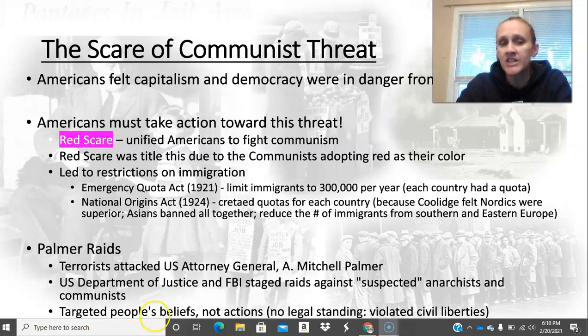And what you have to understand is that these are called the Palmer raids because Attorney General A. Mitchell Palmer gets this set up, and they target people's beliefs, not what they actually do. It's going to have no legal standing in the courts because it violates your civil liberties. You can't arrest somebody based on what you think they might do or what they believe. You only arrest somebody when they break the law.